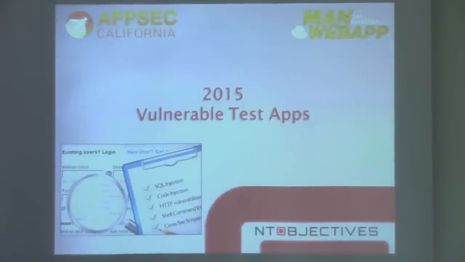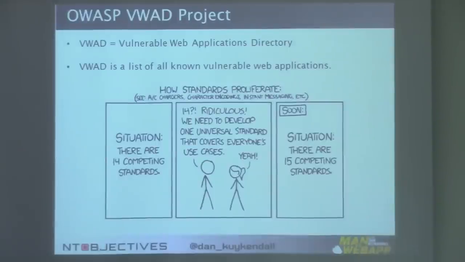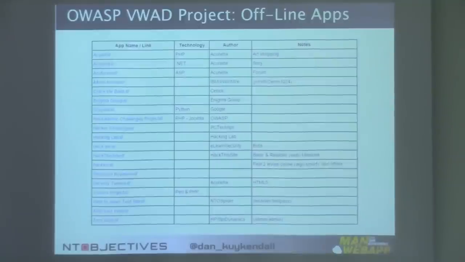Jumping forward to today, we have so many vulnerable test apps that we need lists, like the VWAD that OWASP is hosting. There are a lot of vulnerable test apps for a lot of different purposes. And like it says here, this is how standards expand, right? Somebody complains, why are there so many? We need to unify it. And then we create a new standard. We see this sort of thing a lot. However, there are reasons, and it's okay.